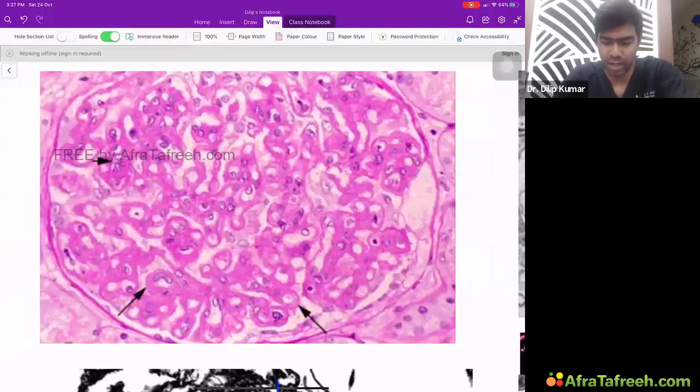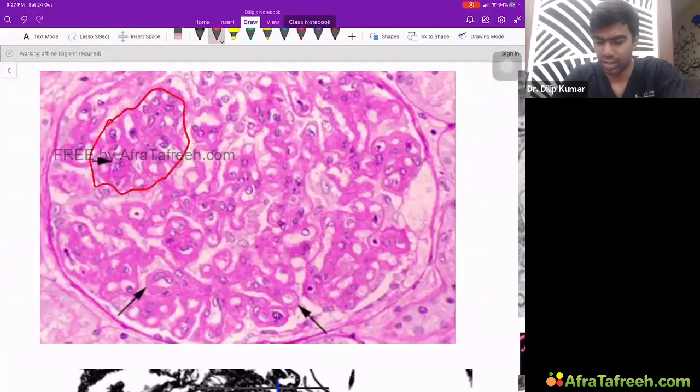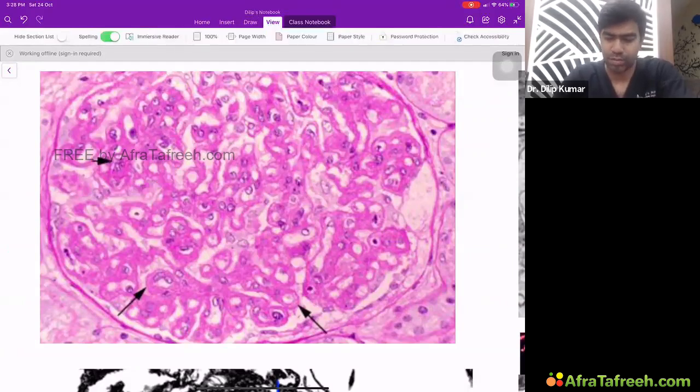So this is proliferative as well. And where it is proliferative, you can see in an example region is this, where typically the capillaries in the mesangium are actually proliferating. So this is a mesangiocapillary, otherwise membranoproliferative glomerulonephritis.